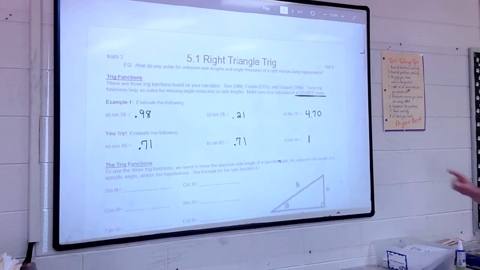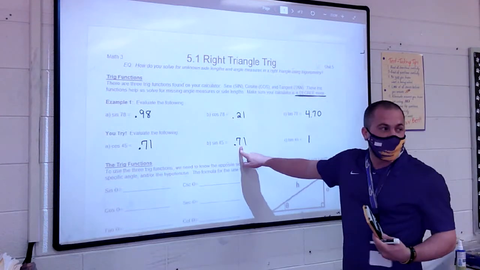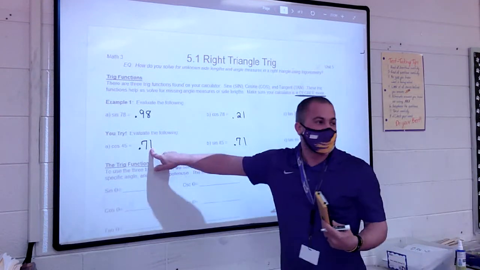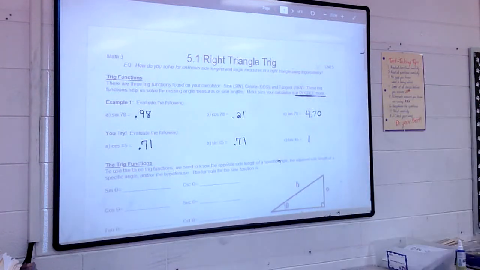So think about it this way. Sine in this one is 0.71, right? Cosine is 0.71. 0.71 divided by 0.71 is 1. That's why tangent is 1 in the other. So that's just kind of a trick of where tangent comes from.